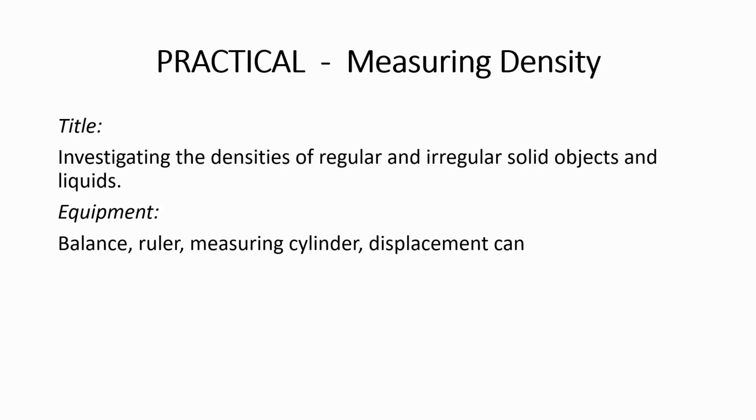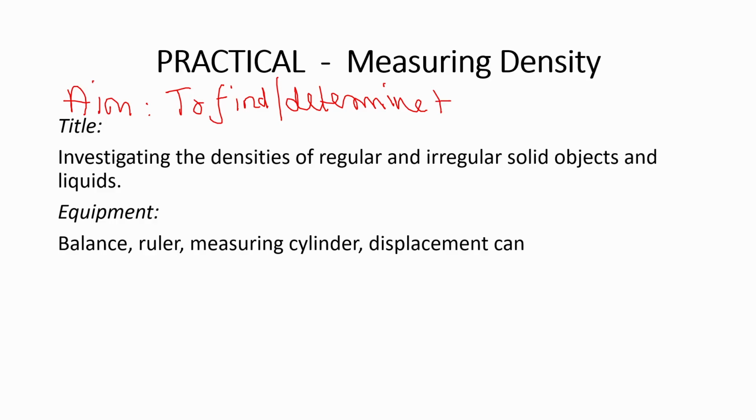Okay, again, if I was turning this into an aim, the aim on this particular required practical is to find or determine the density of... And we do two at GCSE. One is a regular object and the other one is the irregular object, as you've said here.